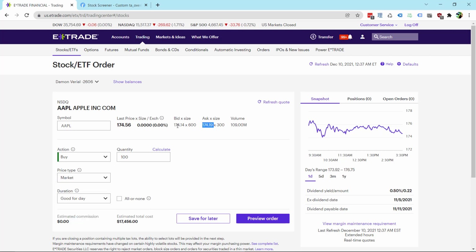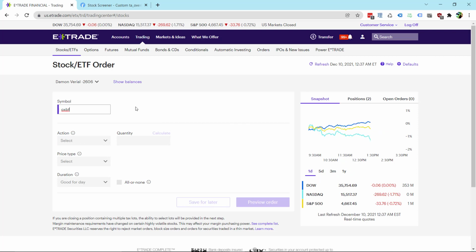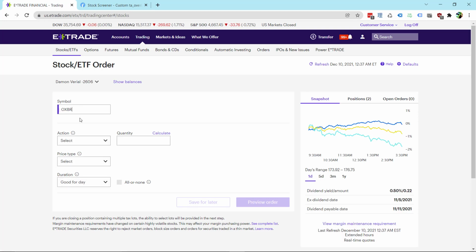It's a tight spread. But what if it's not a tight spread? What if it's a very unpopular stock? I don't know what I'm typing here. I forget what it was. What's an unpopular stock here? OXBR. Alright.